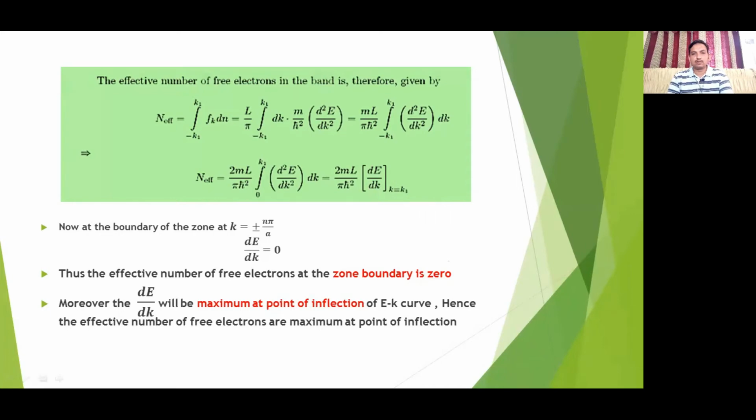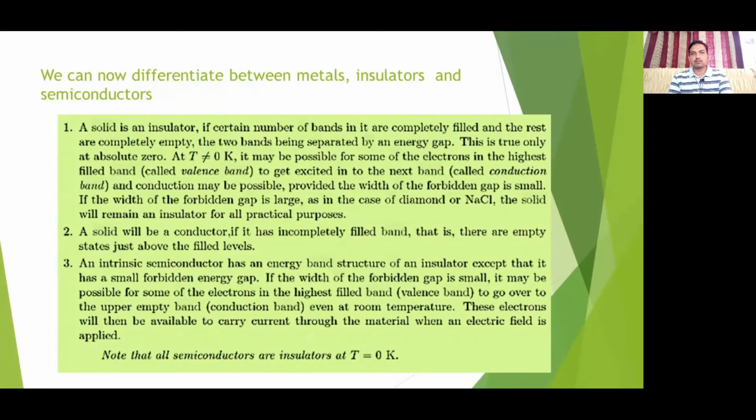Moreover, the relationship dE by dk will always be maximum at the point of inflection of the E-k curve. So at the point of inflection, you have the maximum number of free electrons available for the conduction process. So we can differentiate between metals, insulators, and semiconductors at this point. We are in a position to differentiate.